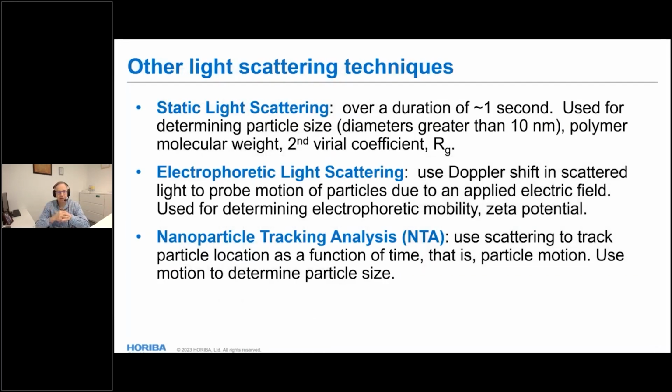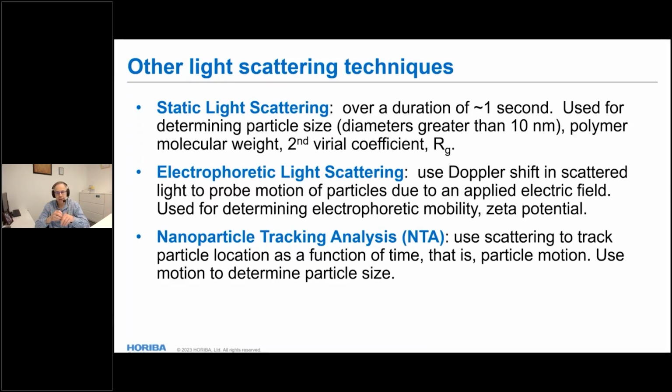There are other light scattering techniques that are fairly popular. The first is static light scattering, which you hear expressed as laser diffraction quite often in the particle area, and it's also used for polymer analysis. That's over a longer time scale. You're looking at scattering over, say, a second or so. You're not really looking at how the particles move, but just how they scatter.